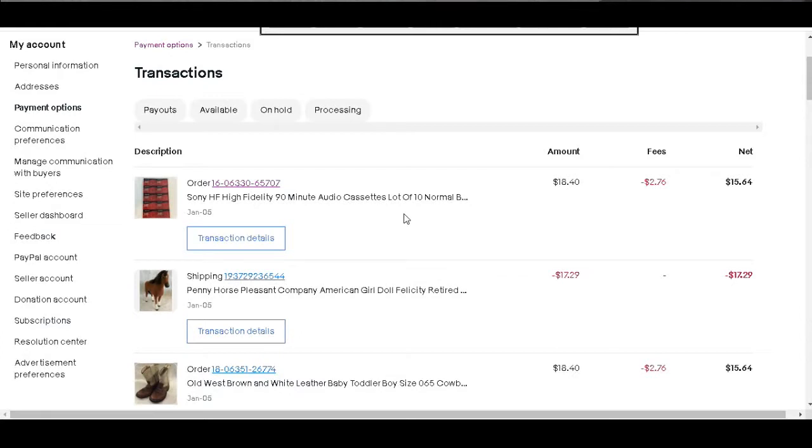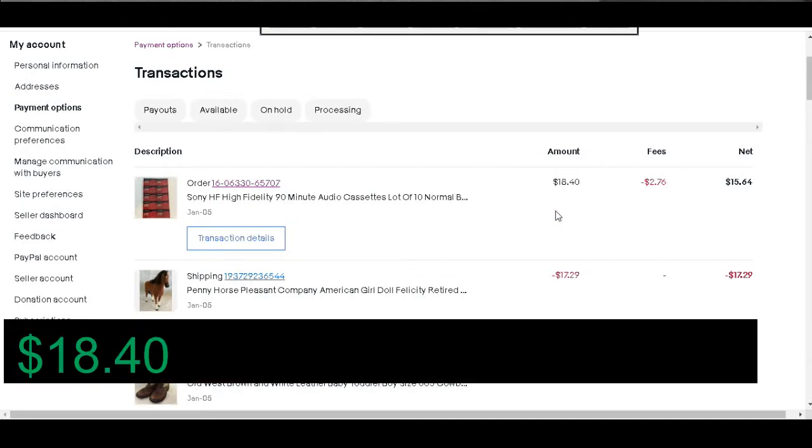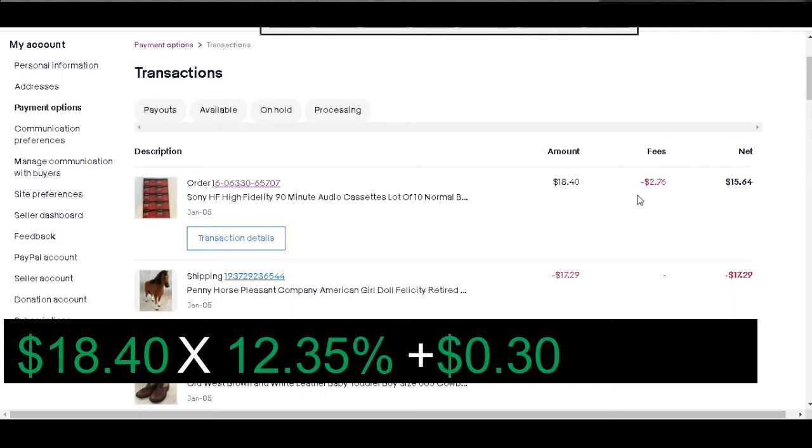And here is where I was making a mistake, and I think maybe some of you are doing the same thing. I looked at this amount, $18.40, and I multiplied it by 12.35% plus 30 cents to get my fee. When I did 18.40 times 12.35% plus 30 cents, I got $2.57. But eBay was charging me $2.76.